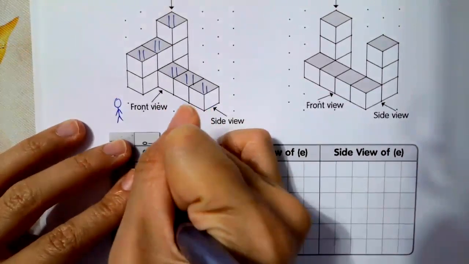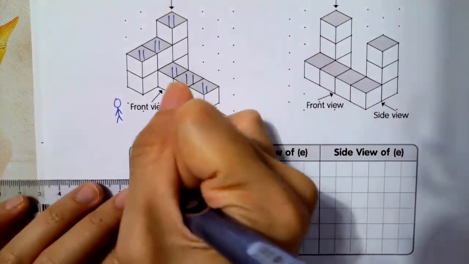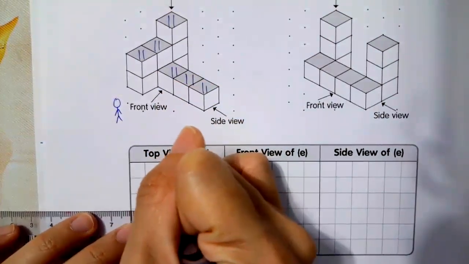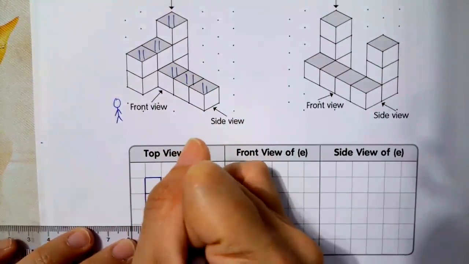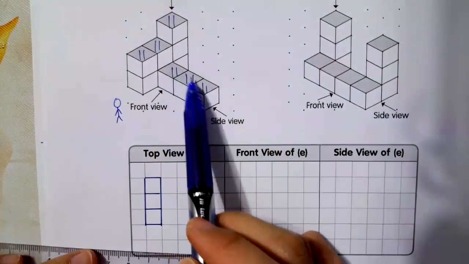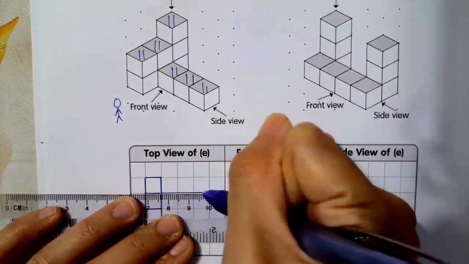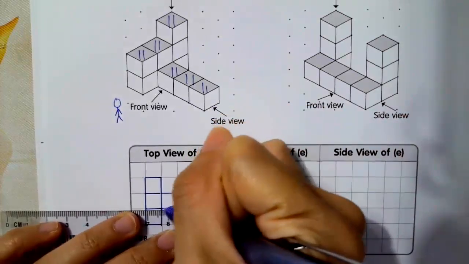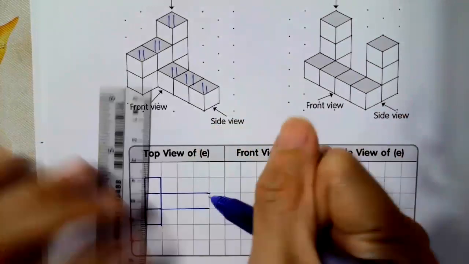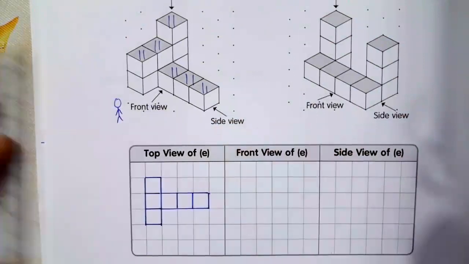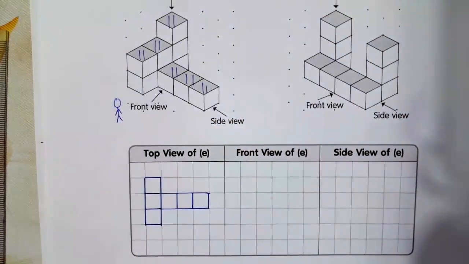After you're done drawing, do check your drawings to make sure that's correct and make sure it's drawn on a grid line properly. So use pencil to draw. Okay, 1, 2, 3, and then I have 3 here in the middle also. So that's another 3 more. And you have to draw the lines inside as well. So that's it for the top view of E.